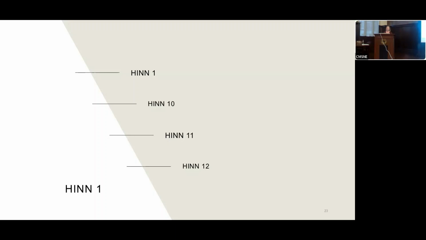HIN 11s are when there's a patient in the hospital who's Medicare fee for service and they're receiving some type of service that you don't think Medicare is going to pay for, and you want to be able to bill the patient. You issue them a HIN 11. I can't even imagine how this would happen, but it exists. So there's got to be something out there. So again, just so everyone knows that they exist.